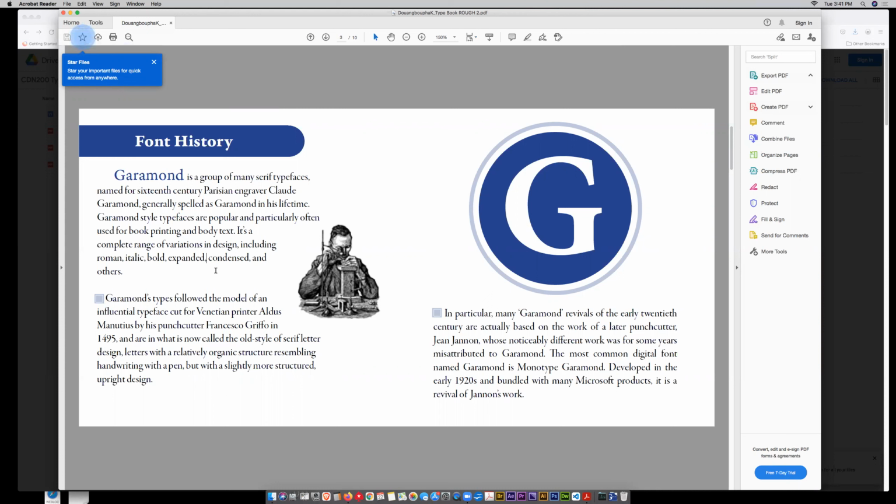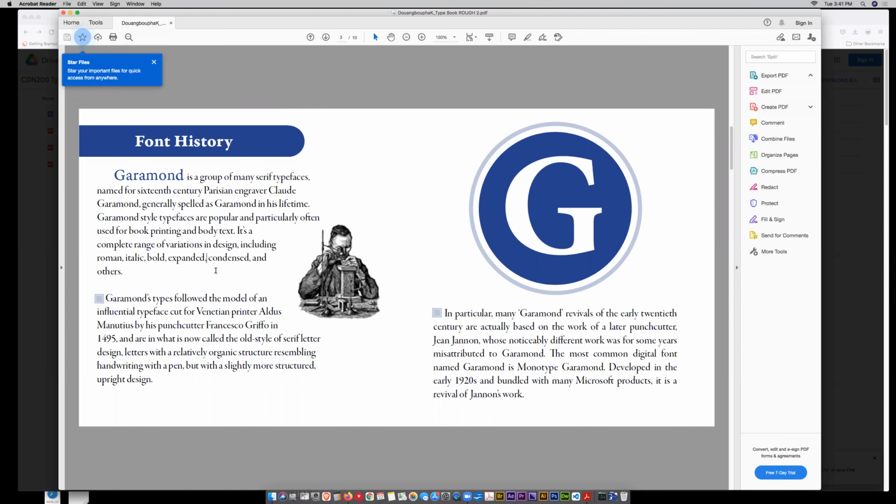Garamond's types followed the model of an influential typeface cutter for Venetian print, Aldus. I'm not even gonna try and pronounce his last name because I will butcher it. But his punch cutter, Francesco, again, I'm gonna avoid these last names, in 1495, and are now what's called the old style of serif letter design. Letters with relatively organic structure resembling handwriting with a pen, but with a slightly more structured, upright design.